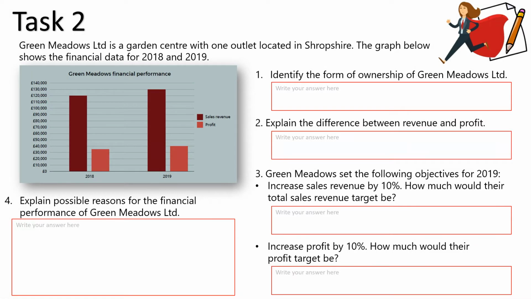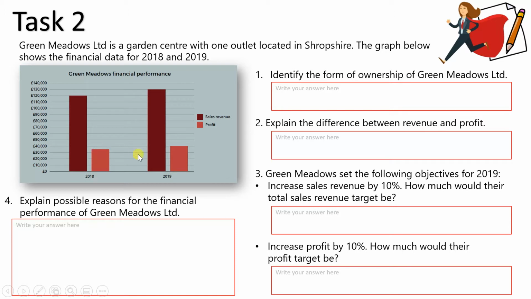Task 2. Green Meadows Limited is a garden centre with 1 outlet located in Shropshire. The graph below shows the financial data for 2018 and 2019. Let's have a look at the graph. We've got 2018 and 2019, both with 2 sets of data for each year. The dark red is showing sales revenue, so for 2018 that's 120,000 for revenue, and the slightly lighter reddish pinkish colour is 35,000. You can read the figures for 2019.